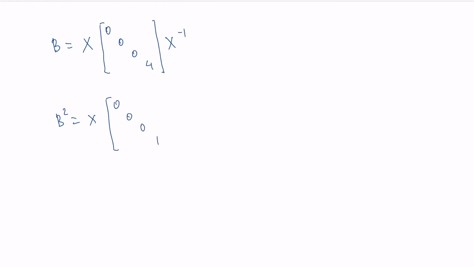So let me say the matrix B is the same X that we found for A times 0, 0, 0, 4 times X inverse. So B squared will be X times this matrix squared, which will be 0, 0, 0, 16 times X inverse. So I guess I do need X inverse.